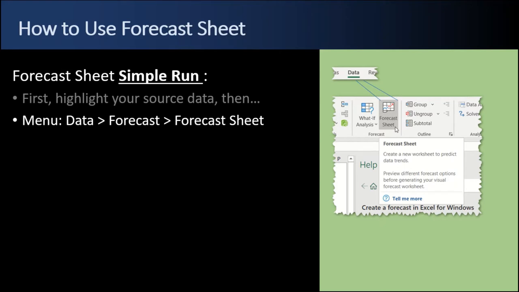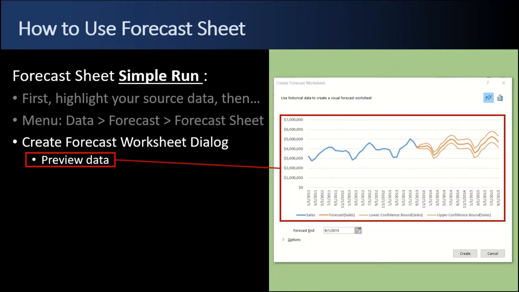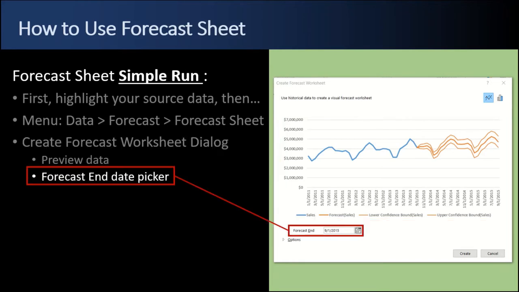Then you go to the menu item Data, and there's a Forecast section, and in it is a Forecast Sheet button. You click that, that will pop up the Forecast Worksheet dialog, and it'll give you a preview of what the graph's going to look like. It hasn't done anything yet to the underlying worksheet, but the dialog pop-up is showing you, hey, this is what it's going to look like. And then you can select the forecast end date. There's a picker there. It defaults to a certain date.